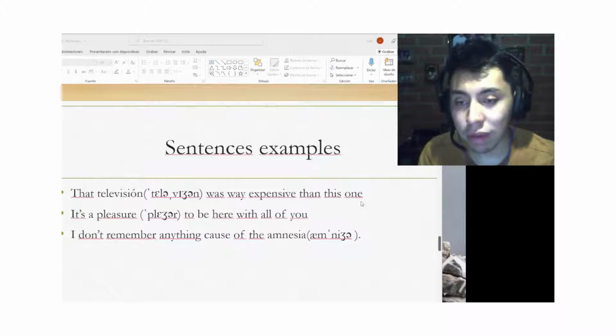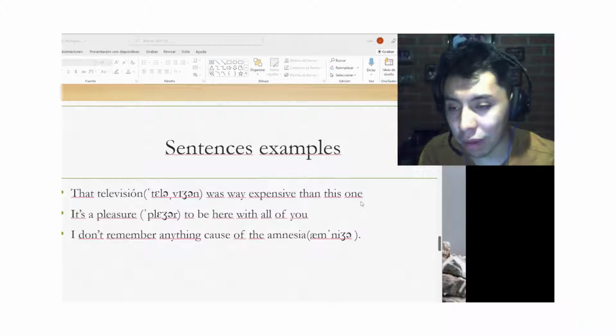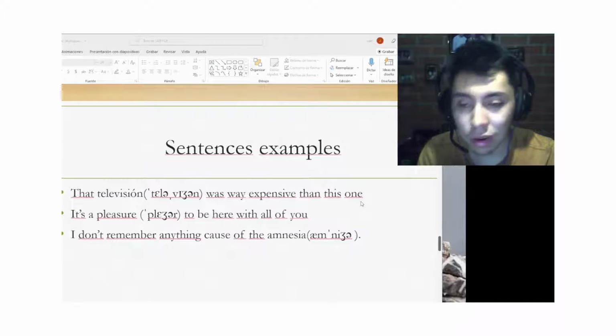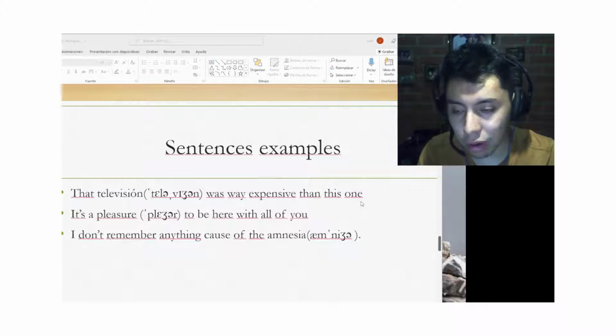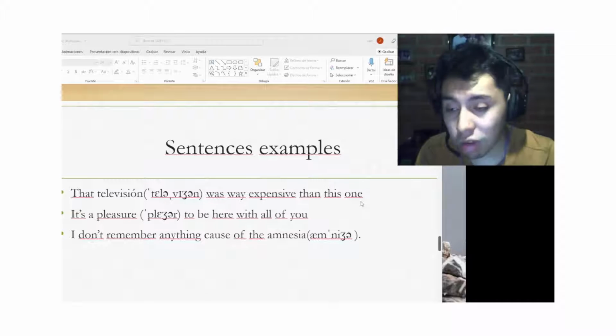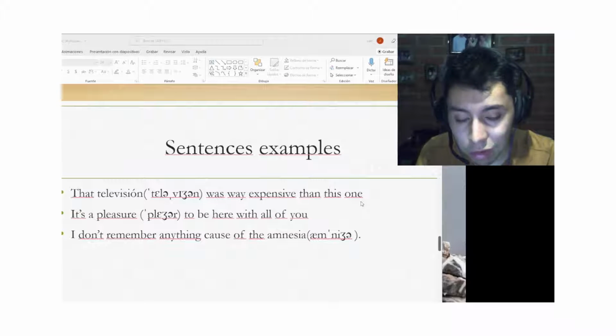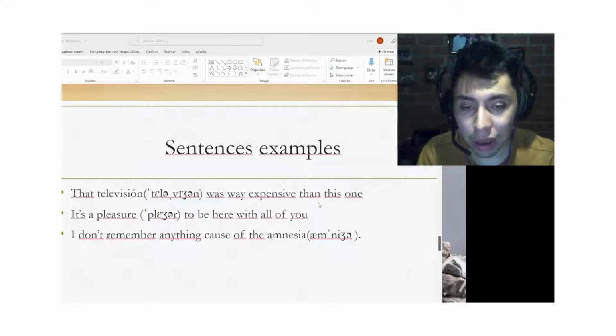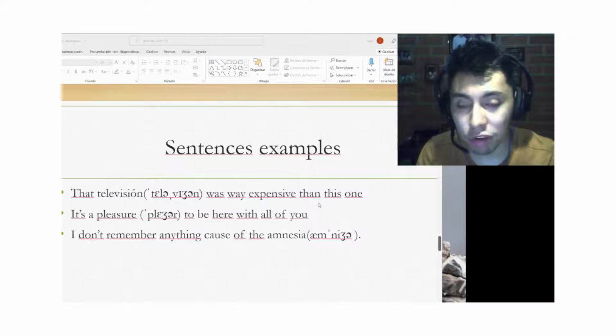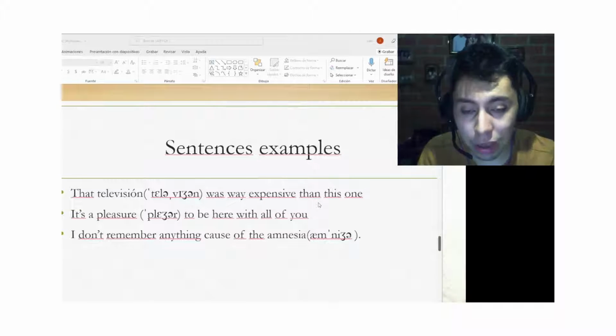We have some sentence examples here. For example, we have that television. Remember, that television was way more expensive than this one. It's a pleasure, pleasure, to be here with all of you. I don't remember anything because of the amnesia, right? So those are basically the examples to improve your pronunciation of this phonetic symbol.